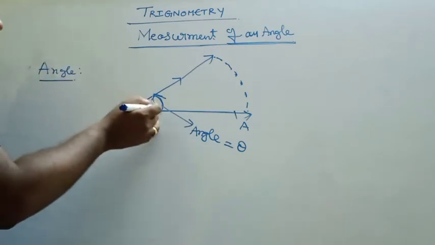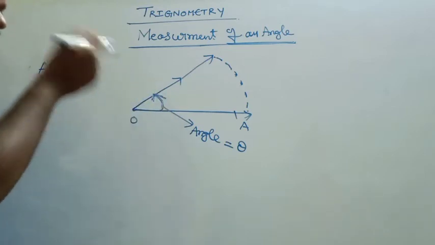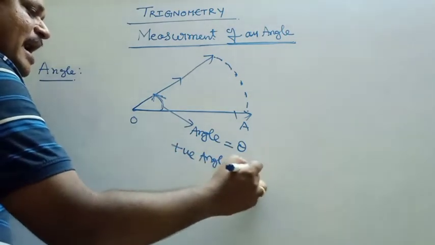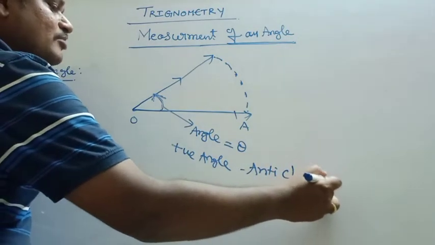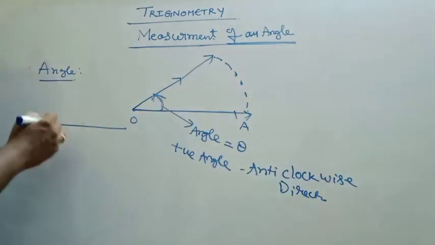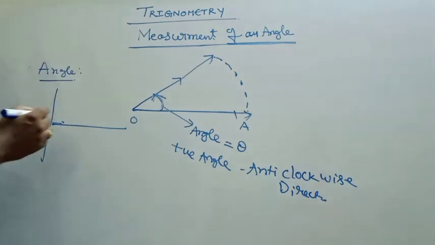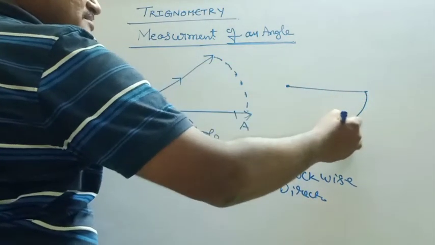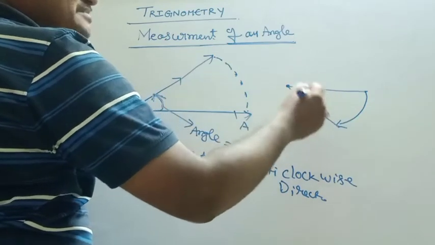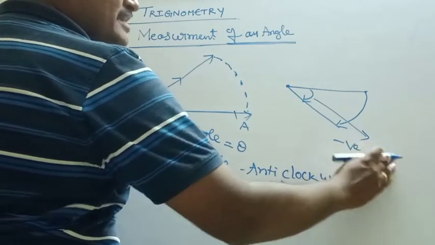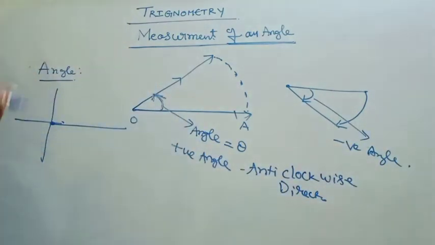If you measure the angle in the anti-clockwise direction, then it is a positive angle. Remember this. And if you measure an angle in the clockwise direction, this is also an angle, but it is a negative angle. If you measure in the clockwise direction, you are going to get a negative angle.